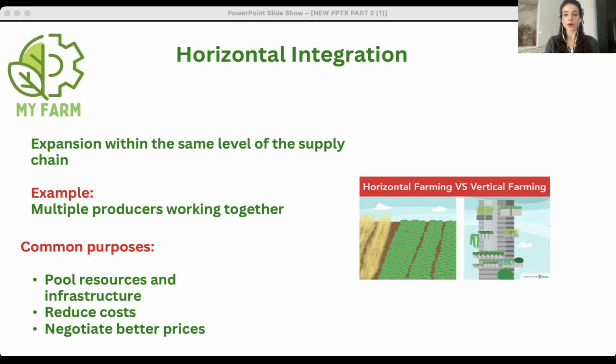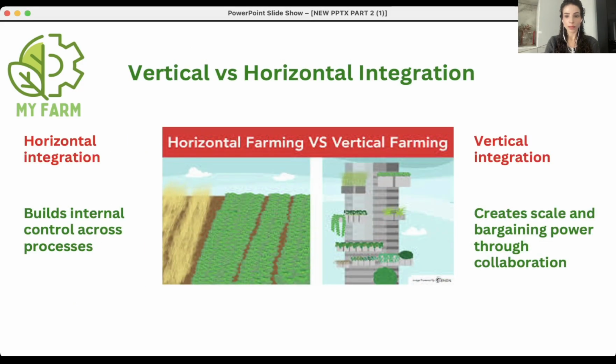Well, in terms of horizontal integration, this involves expanding within the same level of the supply chain, such as a cooperative formed by several fruit producers to pool resources, share infrastructure, and negotiate better prices. While vertical integration builds internal strength across processes, horizontal integration creates scale and bargaining power through collaboration with similar level enterprises.